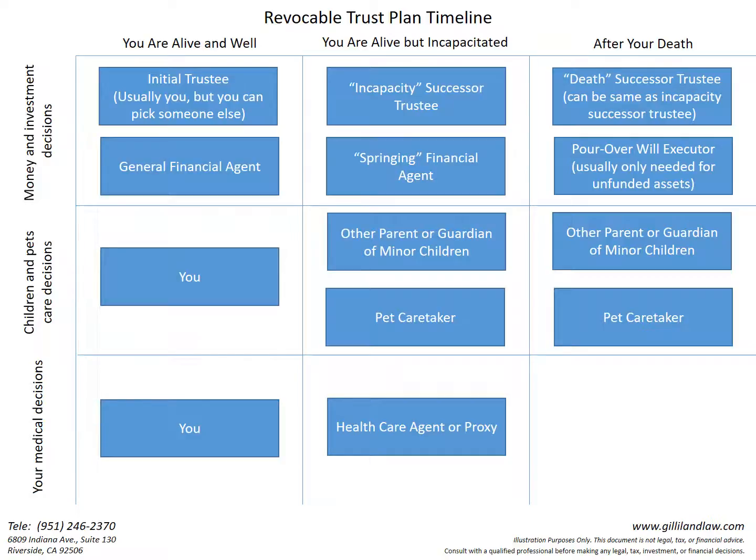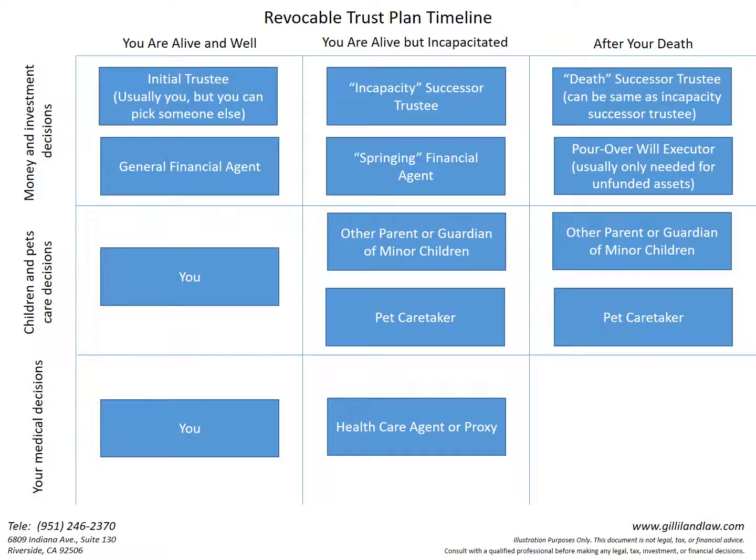I want to walk you through what we call the Revocable Trust Plan timeline to give you an idea of who the players are in a revocable trust, what roles they hold, and at what point they become effective. As you can see here, we have a chart with essentially three columns. We have: you are alive and well; you are alive but incapacitated; and after your death.